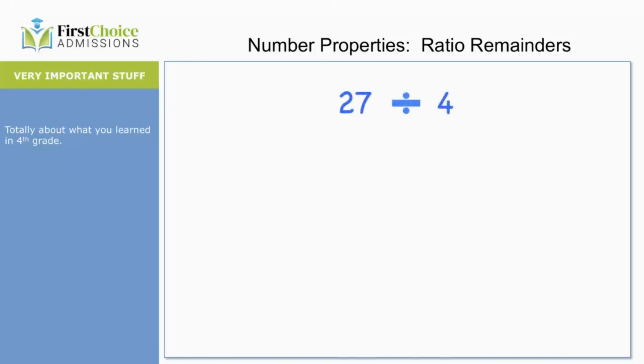If you were asked in 4th grade to take 27 and divide it by 4, you would probably do something like this. You'd do 27, you'd make this kind of funny half box thing, put 4 on the outside, and you'd say, well, let's see. 4 goes into 27 6 times because 4 times 6 is 24. So then you put it underneath the 27, you subtract, you get 3. And in 4th grade, you put your answer as 6 3/4.